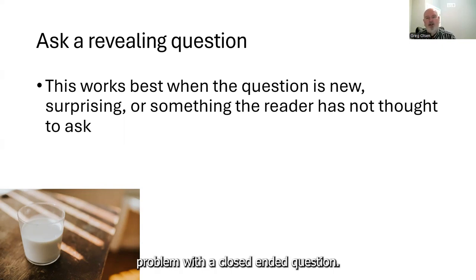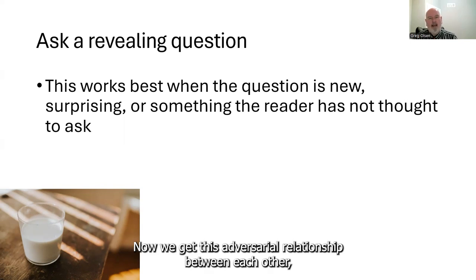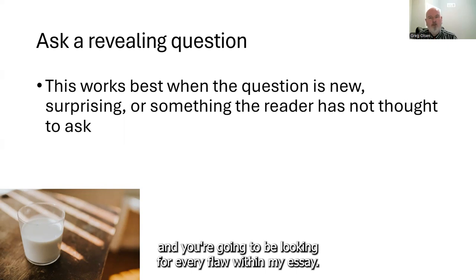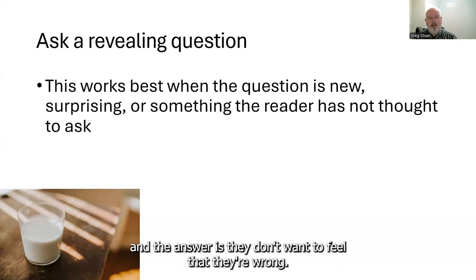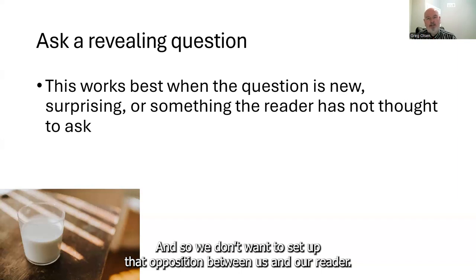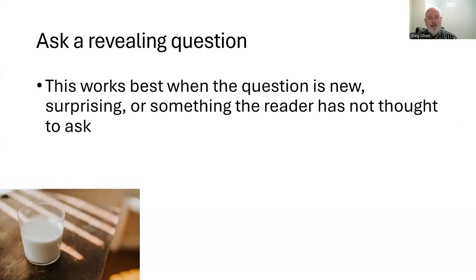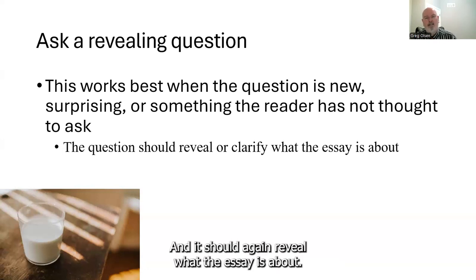And you can see the problem with a closed-ended question. For example, if I said, do you think it's okay to spank a child who's misbehaving? If you say yes, and I'm arguing no, it's not, now we get this adversarial relationship between each other. And you're going to be looking for every flaw within my essay. Because if we ask the reader a question and they answer, they don't want to feel that they're wrong. And so we don't want to set up that opposition between us and our reader. So instead, it should be an open question, and it should, again, reveal what the essay is about.